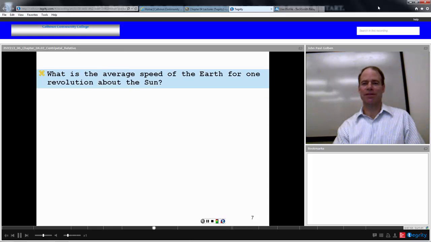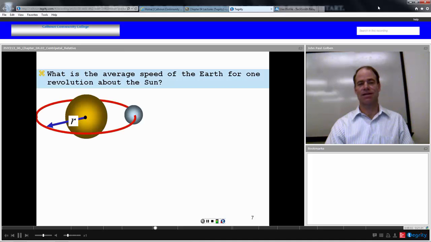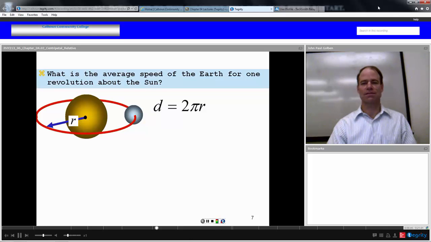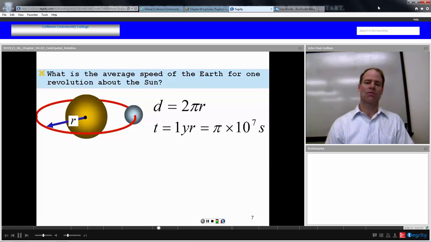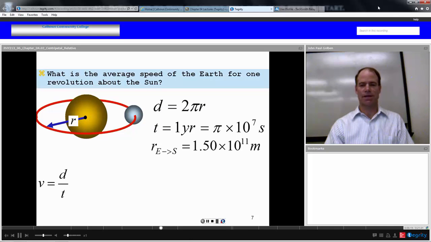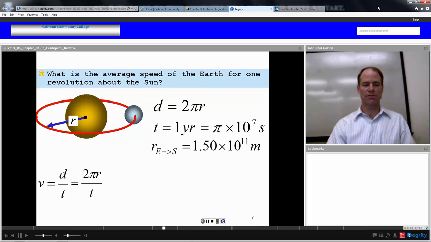What is the average speed of the Earth for one revolution around the Sun? Curious idea. If the Earth's going around the Sun, that distance is going to be 2 pi r, where r is the radius of the Earth's orbit, and it's going to do it in 1 year. There's approximately pi times 10 to the 7 seconds in 1 year, so we'll use that time. The radius of the Earth's Sun orbit is 1.5 times 10 to the 11 meters, or 150 million kilometers.